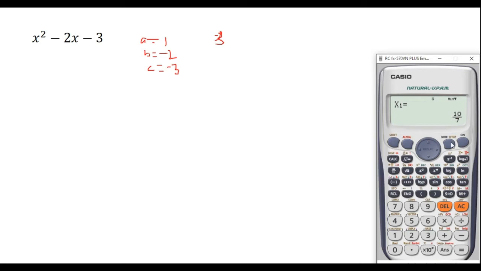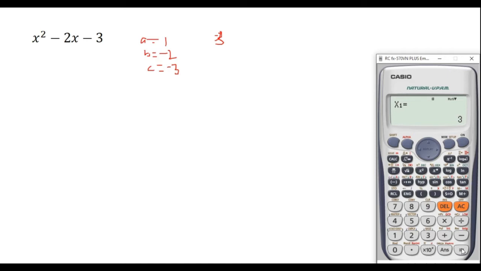So you go on to your calculator. Then you press on mode, pick equation, then you pick the third option. So it's asking you for A. We know that A is 1, so you press 1 and you press equal to. B is -2, so you press -2, press equal to. And C is -3, so -3 and you press equal to. Then you press the final equal to.